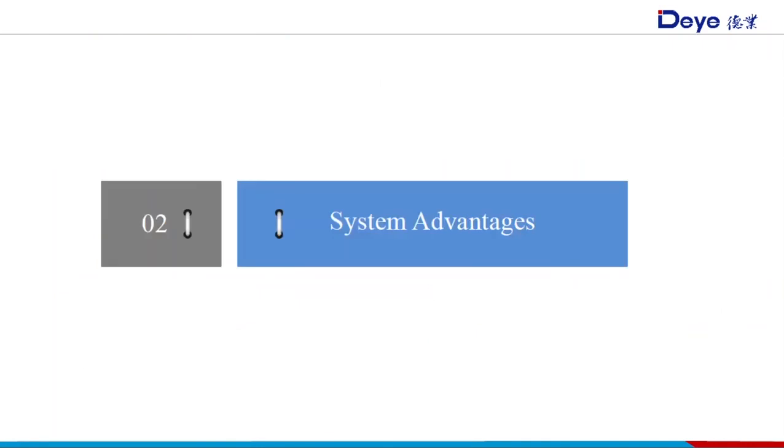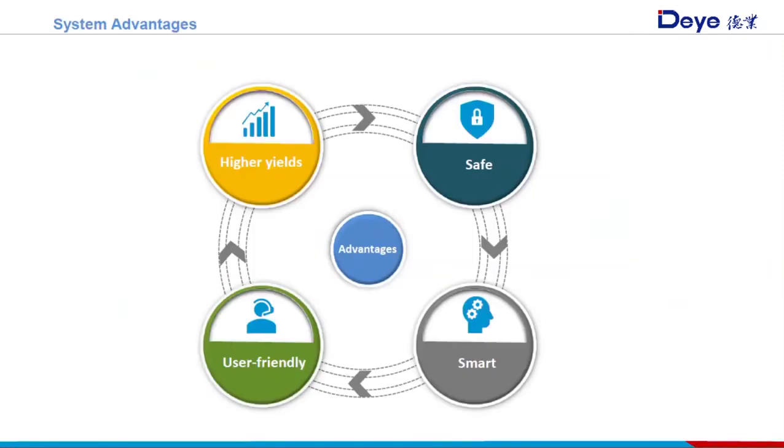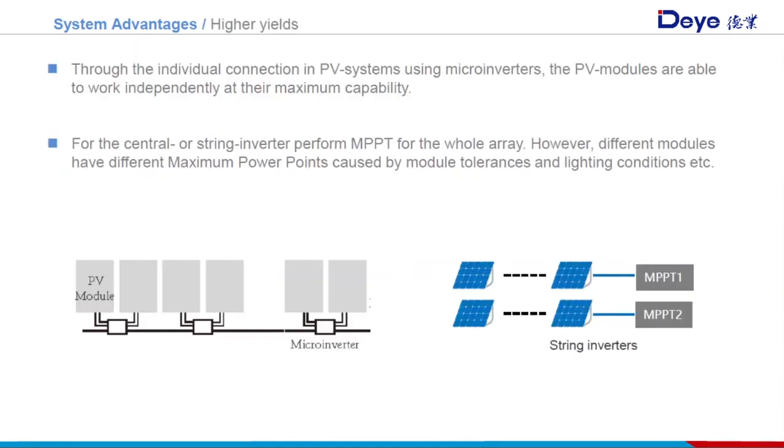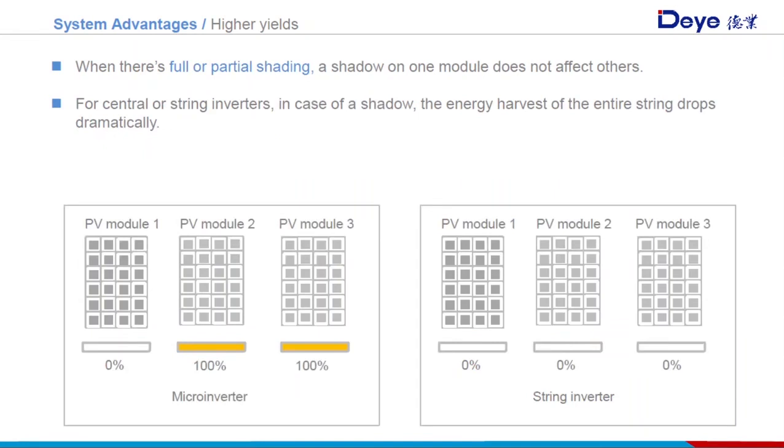This chapter mainly tells the Deye microinverter system advantages. There are 4 main features: high yield, safe, user-friendly, and smart. The biggest difference between microinverters and string inverters is that each PV module works independently at its maximum capability. As we all know, for the central inverter or string inverter platform, 1 MPPT is for the whole array. However, different modules have different power points caused by module tolerance and lighting conditions. From the picture below, when there is full or partial shading or shadow on one module, it does not affect the others.